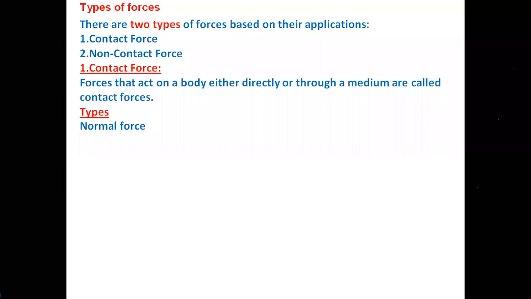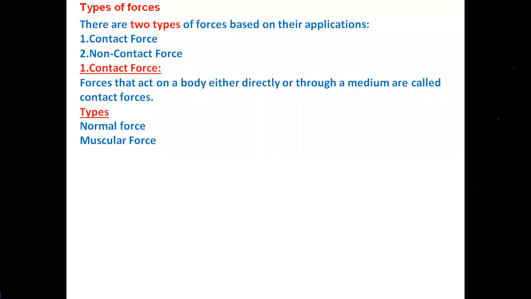The wooden block is there now on the table. That wooden block applies some force on the table. That force is acting towards the downward direction. So that type of force we can call normal force. If you observe, that force is perpendicular to the surface of the table, so we can call it a normal force. I will show you with the diagrams. Just wait.